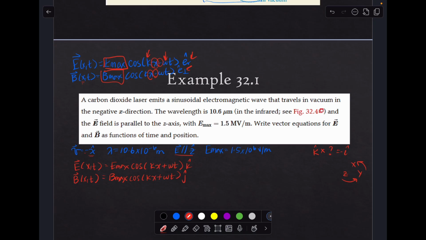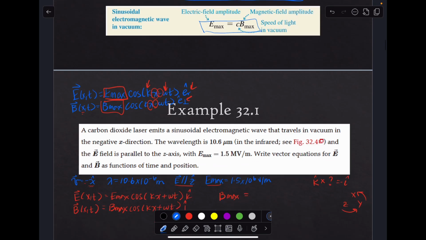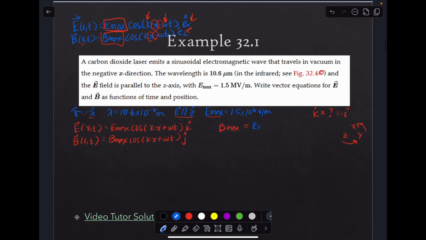So this is in the j hat. And so now let's find B max, k, and omega, right? To fill in all the blanks. We know what E max is. So B max would equal E max over c. All right, so we would have that number.